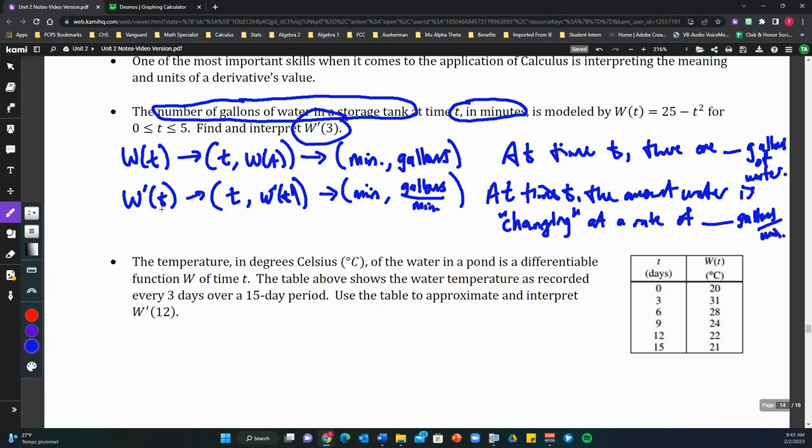So that's really our end goal here. We want to take the derivative, substitute 3 in, and that value will be able to answer this question. So let's go about doing that. If w of t is 25 minus t squared, then w prime of t, just taking the derivative, would give us negative 2t. So now for w prime of 3, I would get negative 6. And again, I can go ahead and slap these units on here: negative 6 gallons per minute. So now we have to think about what that value means in context.